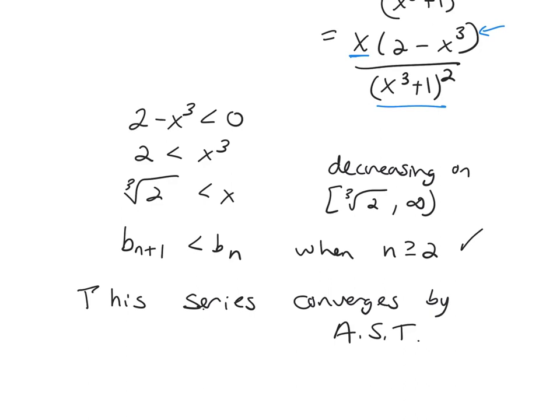Do you have any questions about the alternating series test? You know what to check? Decreasing, and the limit 0. If the limit's not 0, use the divergence test.